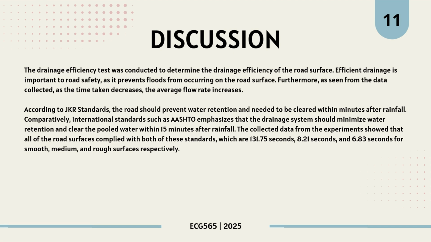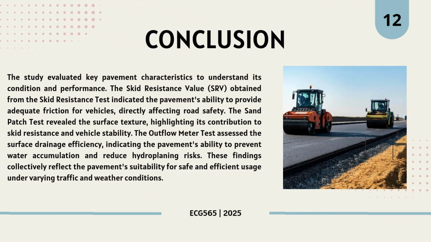The study assessed pavement characteristics to evaluate its safety and performance. The skid resistance test measured friction, crucial for road safety. The sand patch test analyzed surface texture, which affects stability and skid resistance. The outflow meter test evaluated drainage efficiency to prevent water pooling and hydroplaning. Together, these tests confirm the pavement's suitability for safe and efficient use under different conditions.